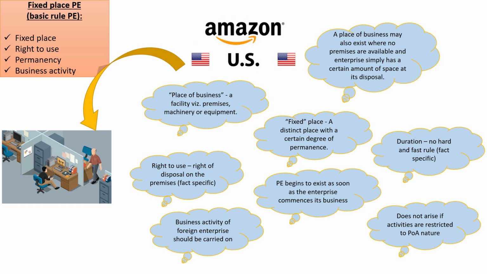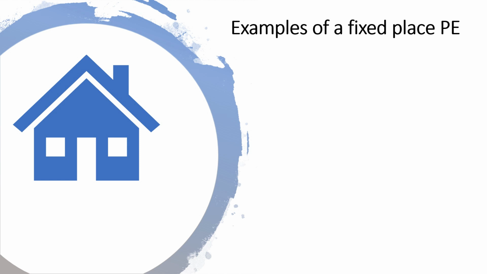Where a fixed place of business satisfies all the above conditions but is merely used for carrying on activities which are preparatory or auxiliary in nature, then a fixed place PE does not arise. What activities are preparatory or auxiliary in nature shall be discussed further.